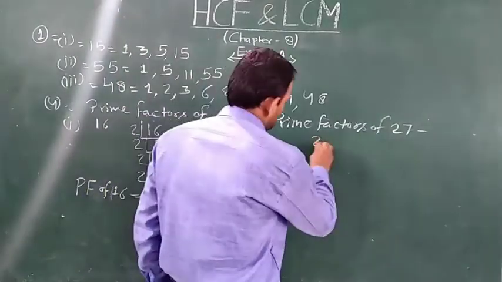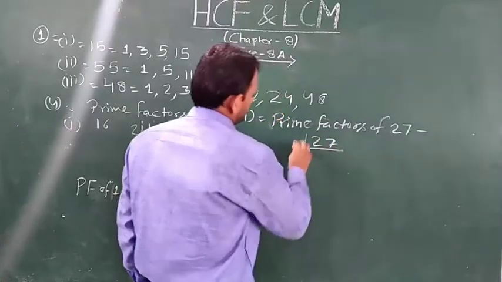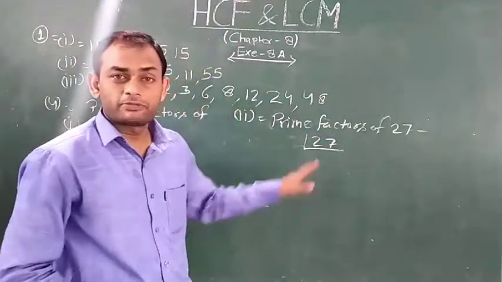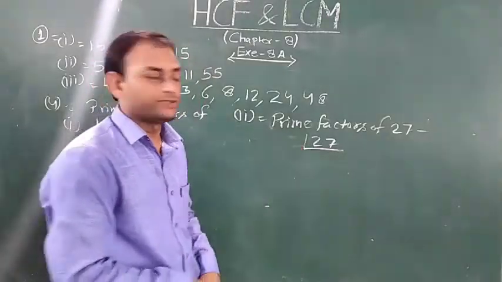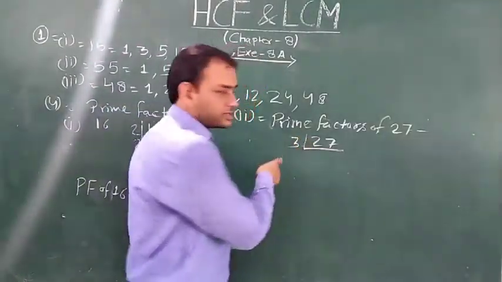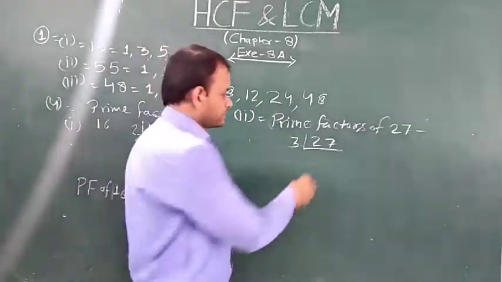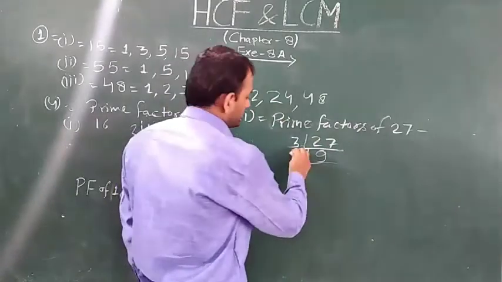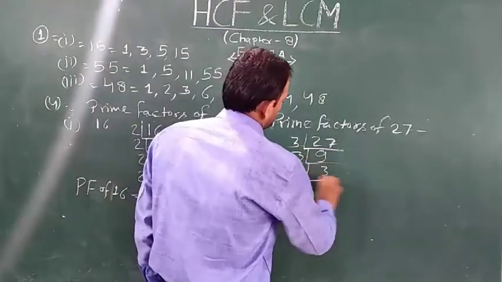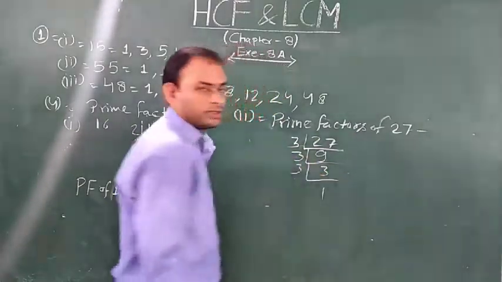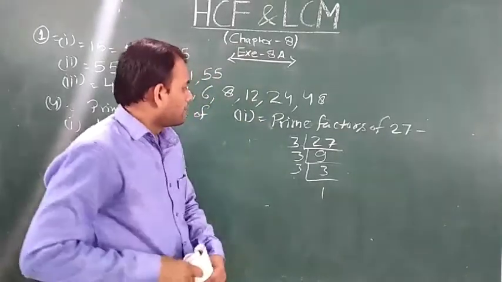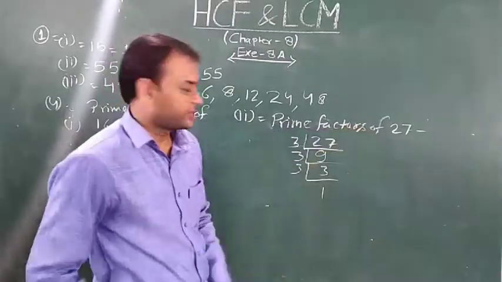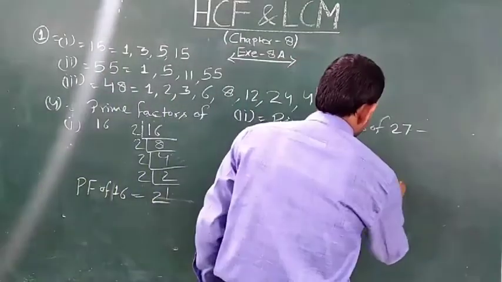Use the division method. 27 is not divisible by 2, so we will take 3 instead, because 27 is exactly divisible by 3. 3 9s are 27. Now 9 is divisible by 3, 3 3s are 9, and 3 1s are 3. What are you seeing here? 3 is the prime factor of 27. So the answer will be 3.